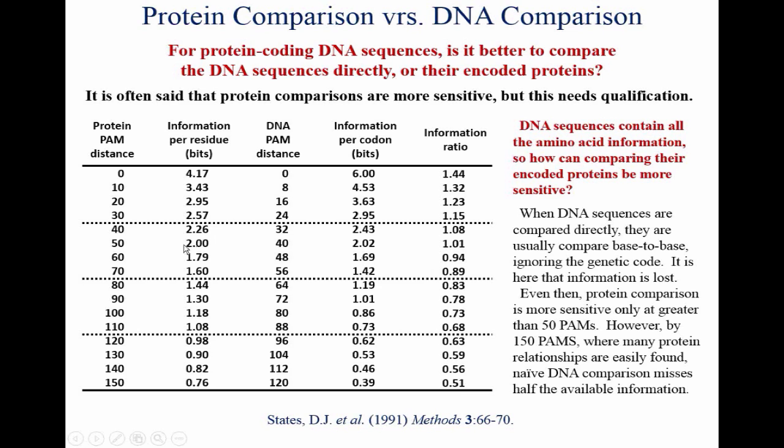And just around 50 DNA PAMs, you have a crossover point. And out here at 150 PAMs, you are still getting 3/4 of a bit per amino acid, but you've thrown out almost half of that information at the naive DNA level, where you're simply looking at individual DNA changes. And so an alignment like this may be very easy to find at the protein level, but completely impossible to find at the DNA level because you have thrown out more than half of the available information.